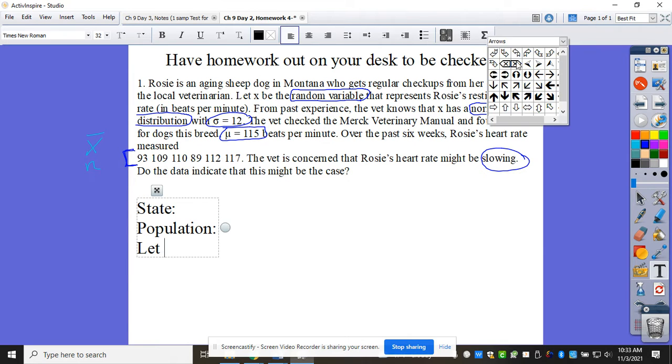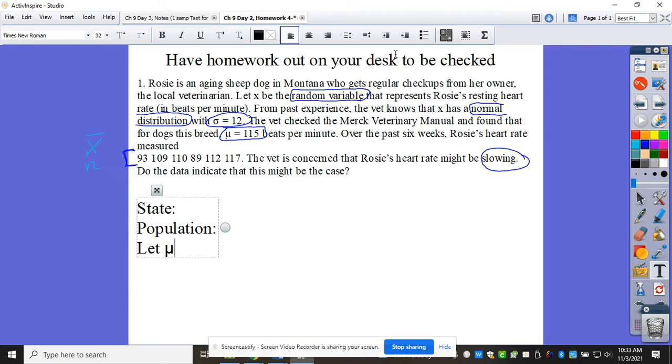So let's skip to let mu. It's going to start with what? What word? So it is the mean what? Heart rate, beats per minute. Same thing.